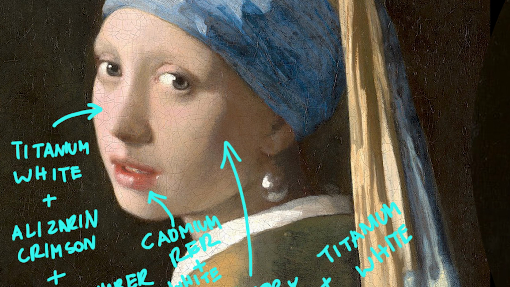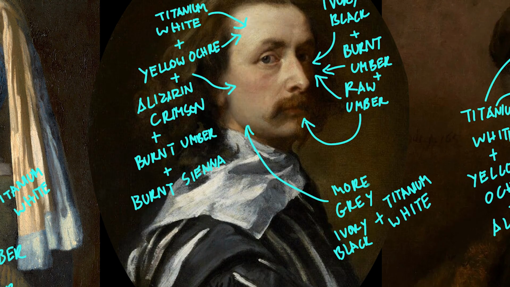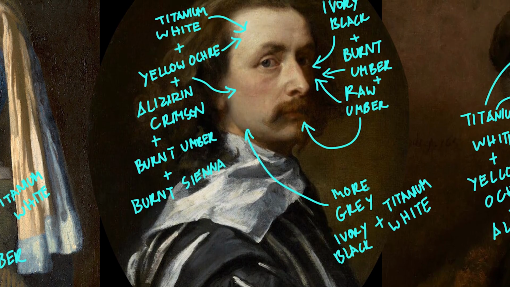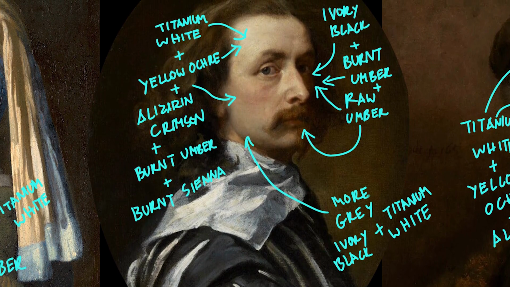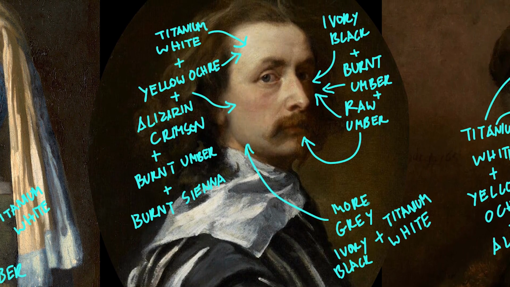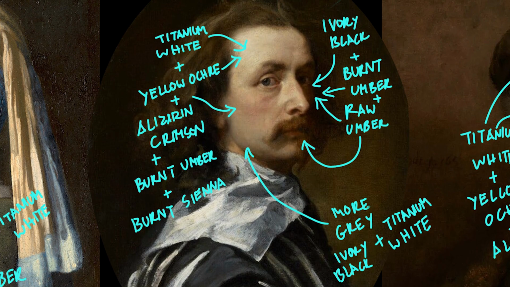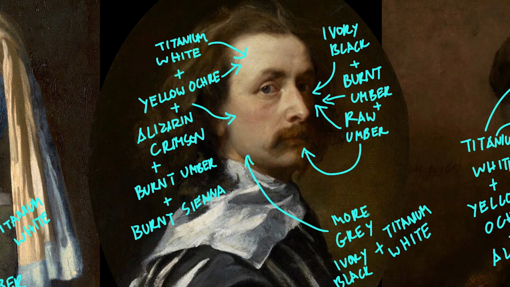Yeah, so there's that. For Anthony van Dyck's portrait, we are probably going to use something very neutral as well. His skin tone is probably the most neutral out of all three paintings. It's a little bit cooler than the Girl with the Pearl Earring. She has a brighter, more pinkish tint to it, while his is a little bit more in shadow, more muted, more gray.